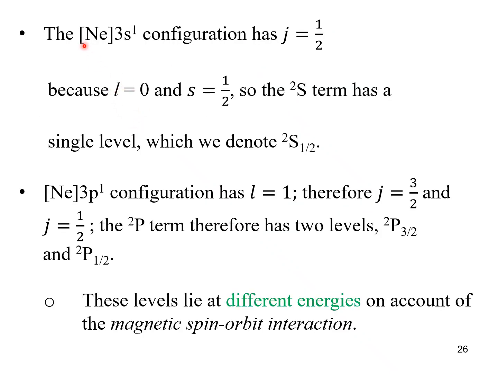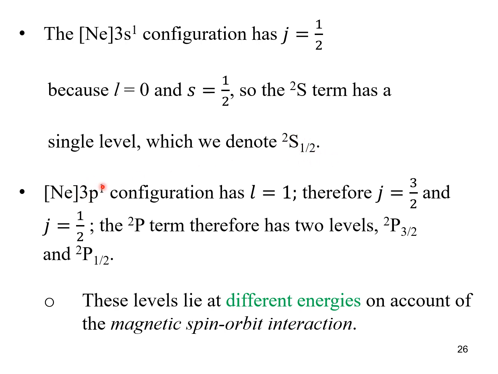Example, the configuration of neon 3s1, one electron in s orbital, so the configuration has J equals 1/2, and because one electron is in the s orbital, L equals 0, while the spin quantum number for one electron is 1/2. So the term is doublet S. It has a single level only, which we denote as doublet S 1/2.